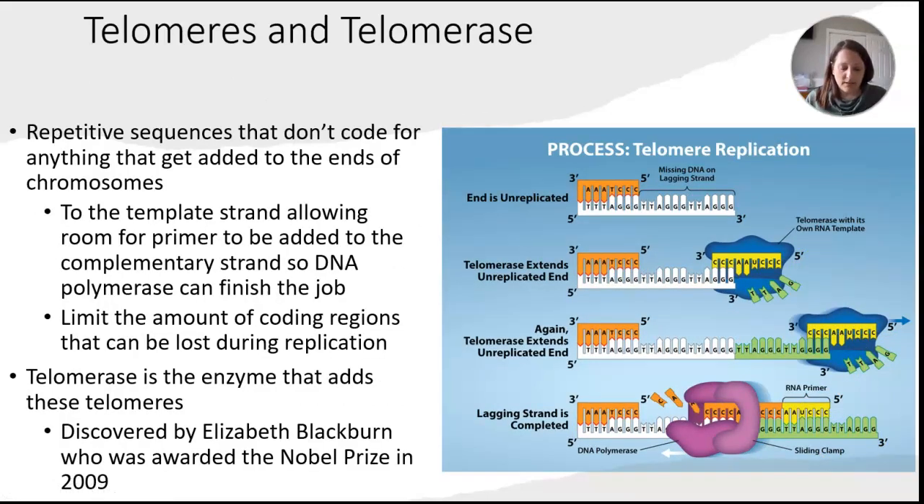Our cells have evolved a mechanism to prevent this. There is something called a telomere. A telomere right here is going to be a repetitive sequence that doesn't code for anything, but it gets added to the ends of chromosomes. The reason for that is so that we don't lose valuable genetic information. We have these ends of our chromosomes that don't code for anything, so if we lose a little bit of it, it's not a big deal.